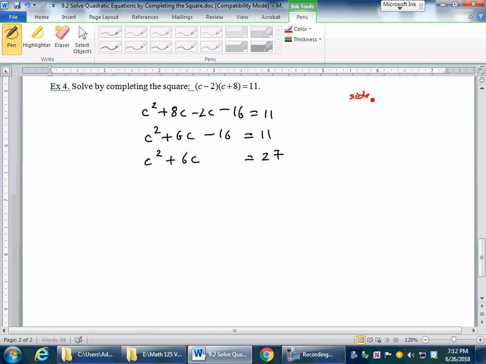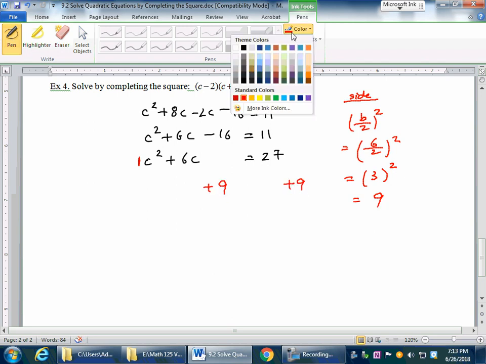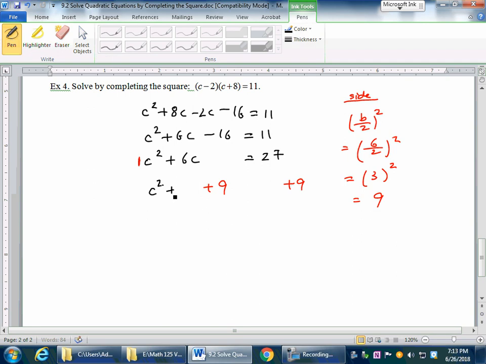Now I need to find out which number I need to add to make the left-hand side a perfect square trinomial. So the formula says b divided by 2 and then square it. And this formula will work if my leading coefficient is 1, which we already have. So my b in this case is 6. So when I divide it by 2, that will be 3 squared, which is 9. Now we know that we need to add 9 to both sides of the equation. So c squared plus 6c plus 9 equal to 27 plus 9. On the left-hand side, we know that the factor will be c plus 3 squared equal to 36.